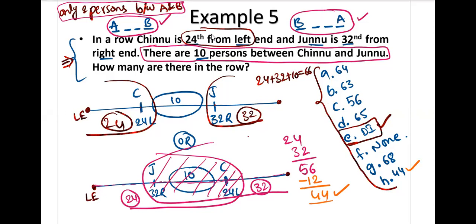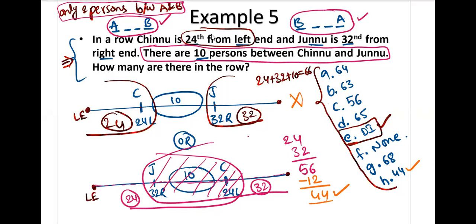Suppose the complete question is the same, but one statement is given like this: there are 10 persons between Chinnu and Junnu, and Chinnu is to the right of Junnu. How many are there in the row? So then it's 44. Chinnu is on the right of Junnu, so it will be 44 only. There is no possibility of the first one.